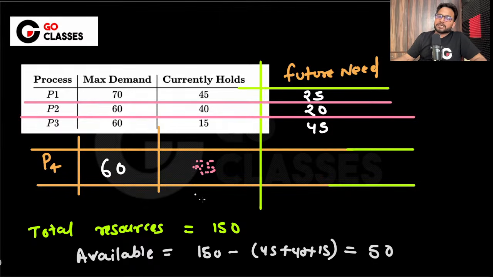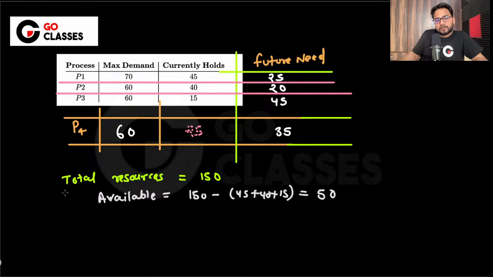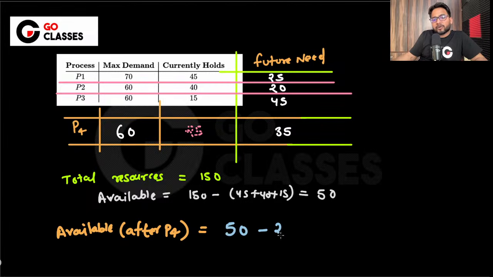Now some process is asking, I want 25 more, while currently you have 50, right? So if you give 25, then the future need will be 35 here. These are the available, but if you give 25, what will be available after P4? 50 are already available with you, but if you give 25 to P4, then you will be having 25, right?